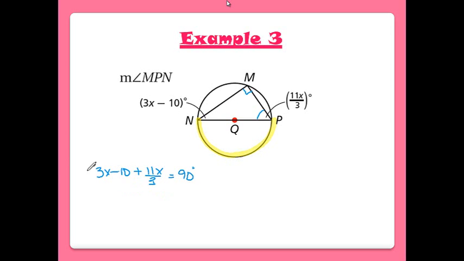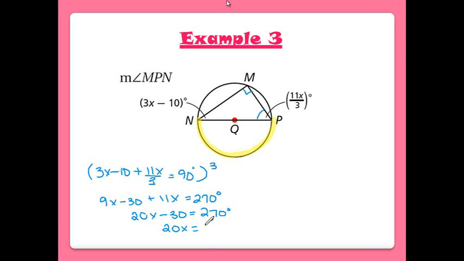equals 90 degrees. To get rid of the fraction, I can multiply everything by 3. 9x minus 30 plus 11x equals 270 degrees. Simplify and add 30 to both sides. Solving for x, I find that x equals 15. So to find my angle, 11 times 15 divided by 3, I get an angle measure of 55 degrees.